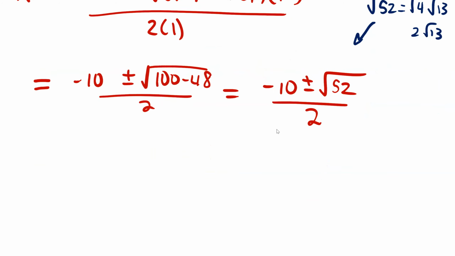I would not do that. Yeah, I would not do that either. I know, which means you wouldn't actually fully simplify it, which is an issue. Okay, so negative 10 plus or minus 2 root 13 all over 2.